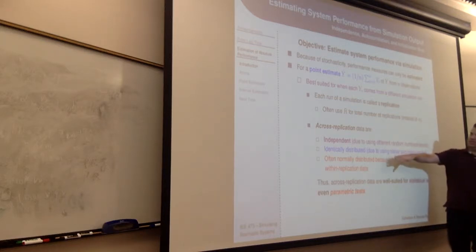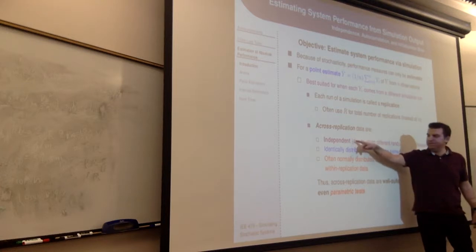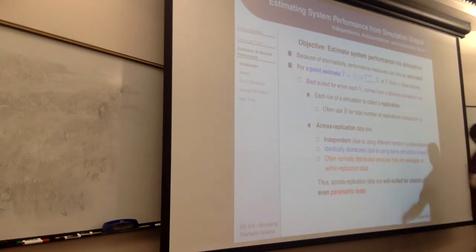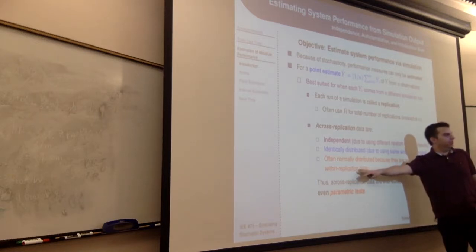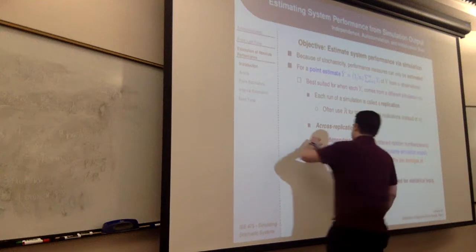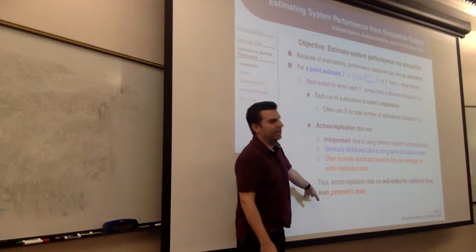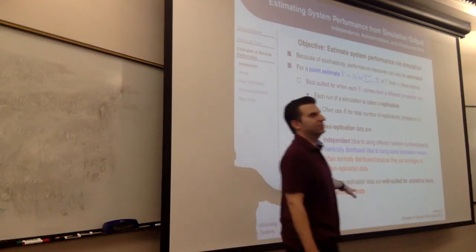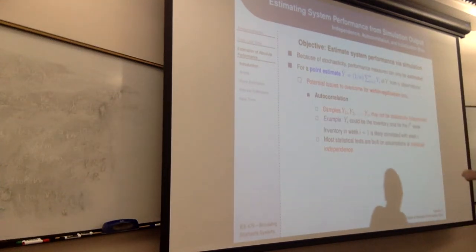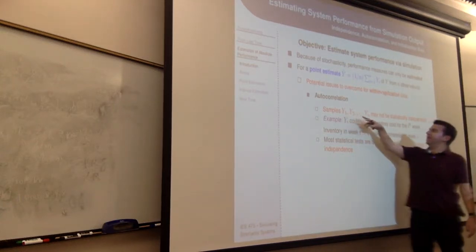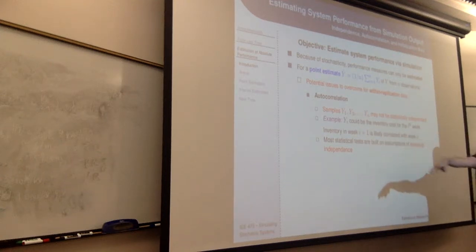So for these reasons, across replication data usually meet all of the assumptions needed to apply a t-test or an ANOVA. And so this normally distributed one, you should probably double check, but it's very often the case that data from a replication will be normally distributed, and if it's across replications, these two other things will be met, and so you can apply any parametric test that you'd like that depends on the normal distribution. Now, within replication data, we have this issue that my samples may not be independent. So I mentioned the inventory level thing.